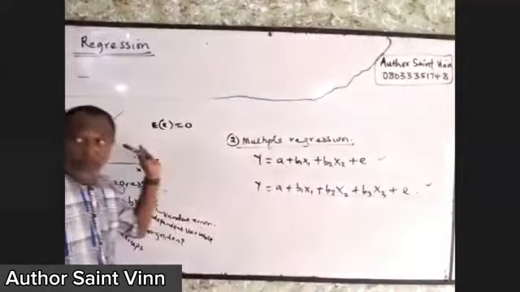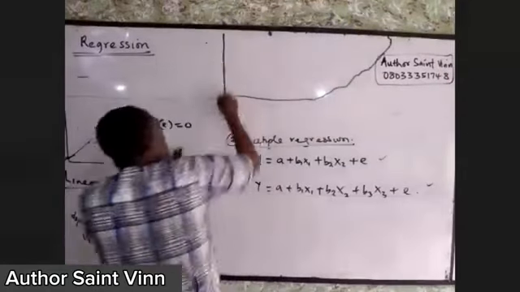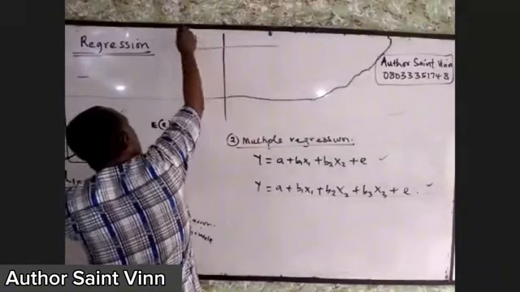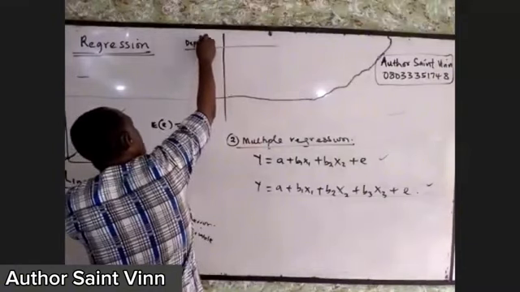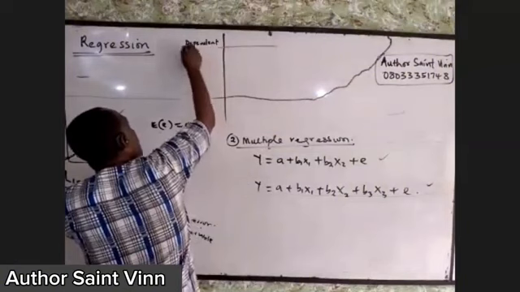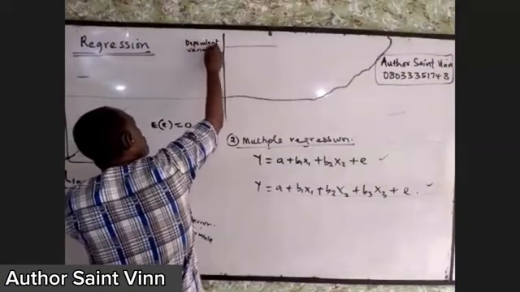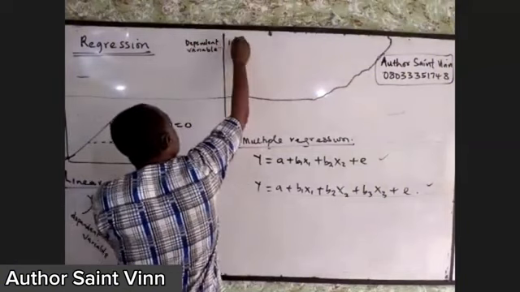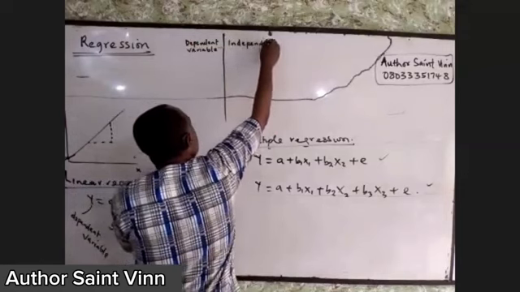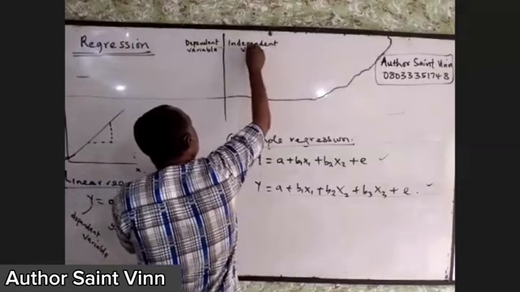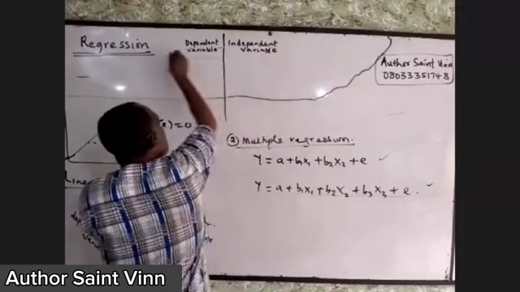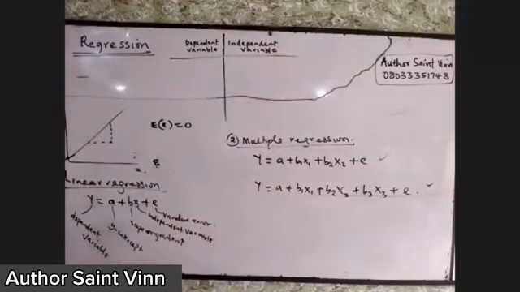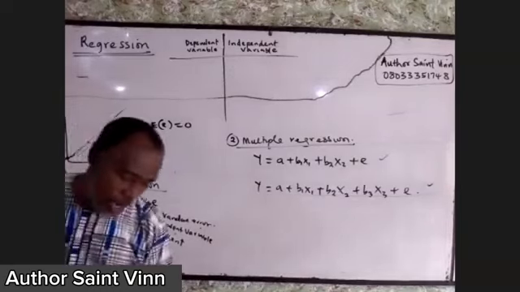There are two types of variables. One is the dependent variable, and this one is the independent variable. We have agreed now that when it comes to the question, there are two types of variables. This is dependent, this is independent. And I can decide to use other names.